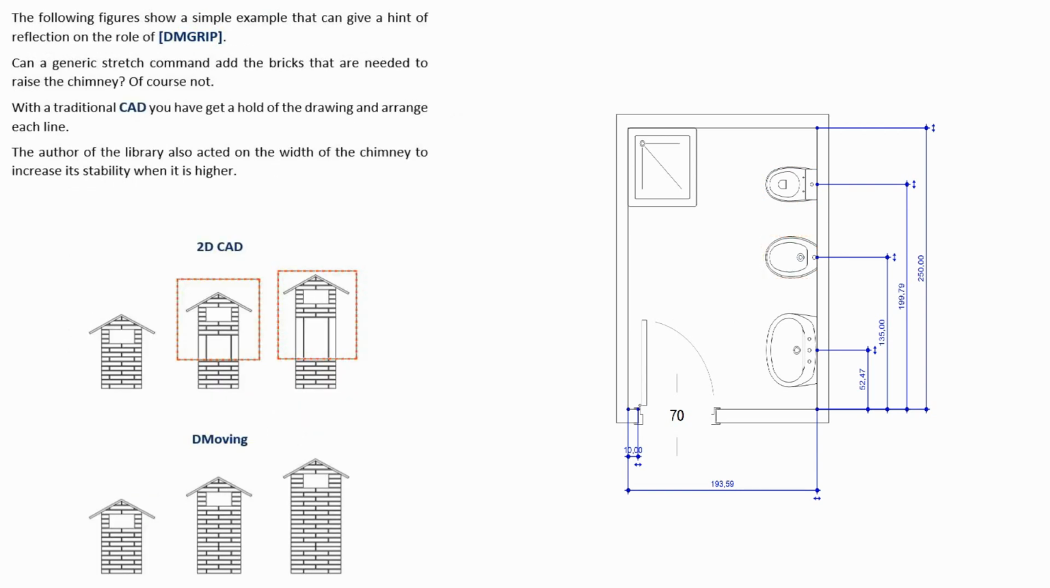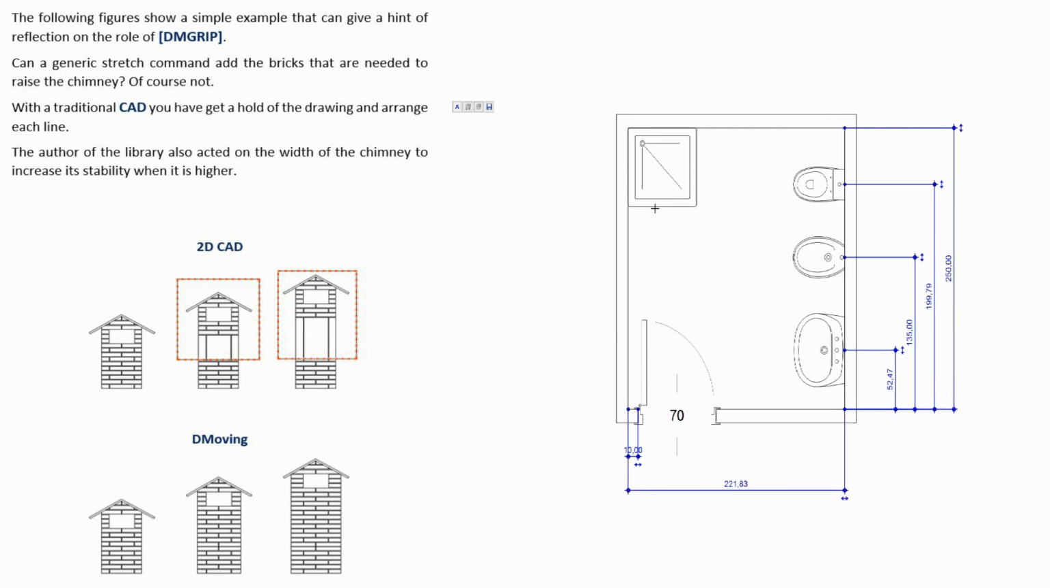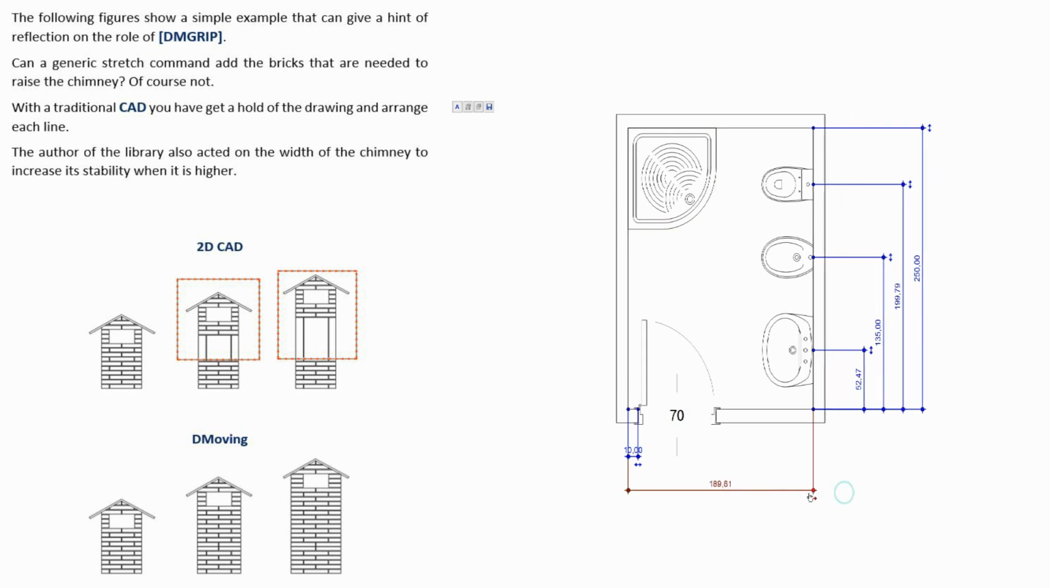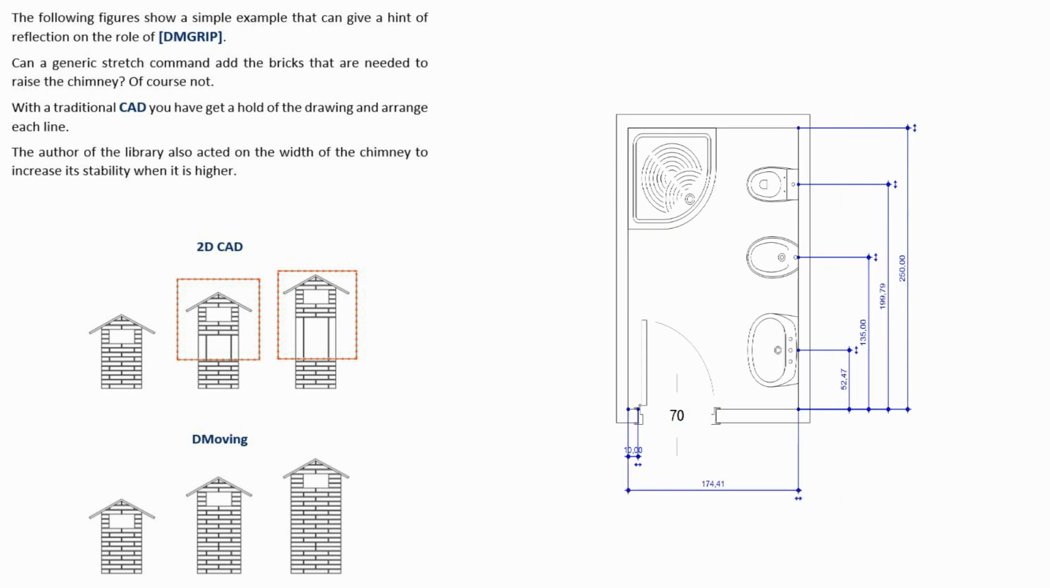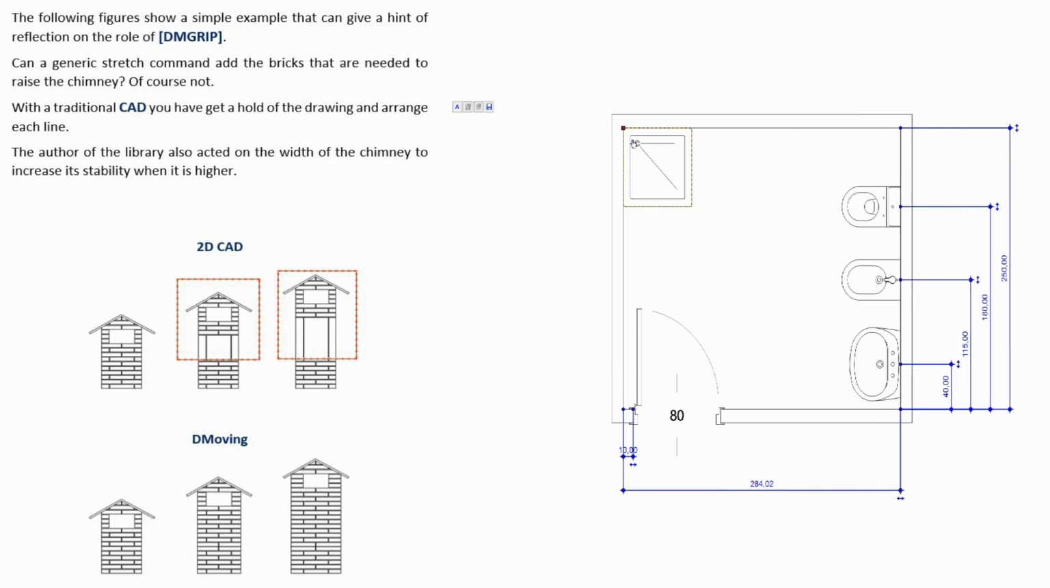The following figures show a simple example that can give a hint of reflection on the role of DM grip. Can a generic stretch command add the bricks that are needed to raise the chimney? Of course not. With a traditional CAD you have to get a hold of the drawing and arrange each line. The author of the library also acted on the width of the chimney to increase its stability when it is higher.